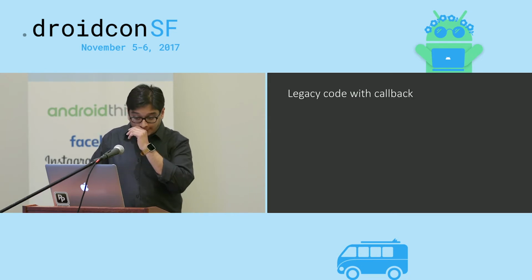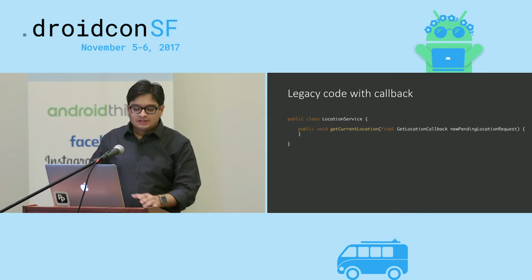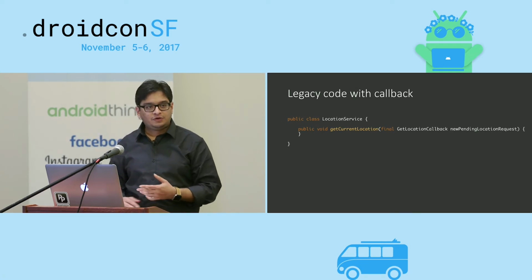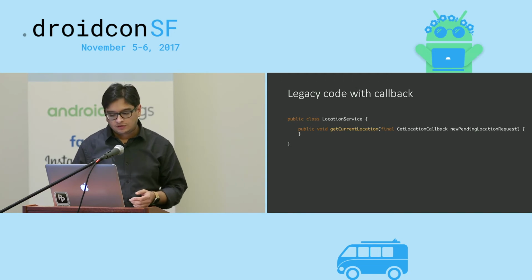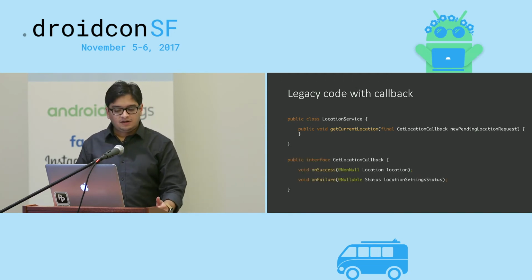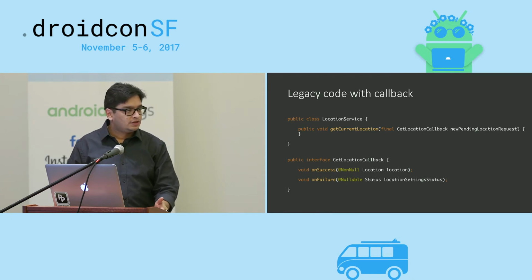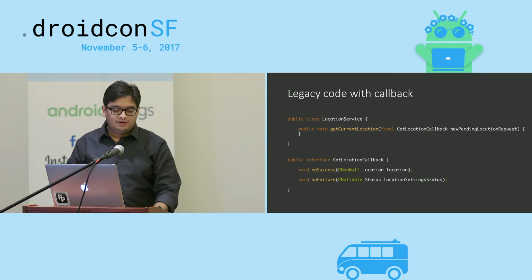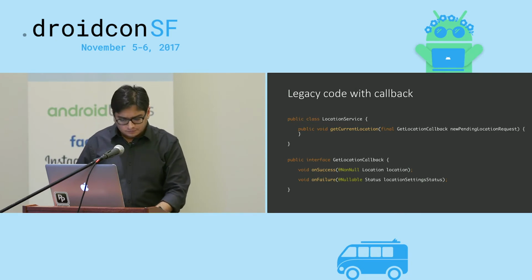This is actual code from our application, which is a location service. Whenever you invoke this and ask for a location, you can provide a callback. Callback is a standard interface. It gives you a success with a location if one exists, or it will fail with a failure.